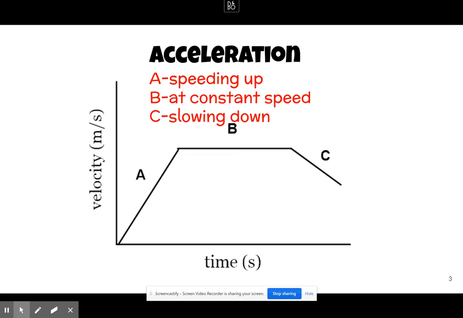All right, so let's take a look here. At segment A, they are speeding up, right? We can see our velocity is changing, it's increasing. So now let's take a look at B. Segment B is just a horizontal line here. So we can see that they're going at a constant speed. The velocity is not changing. And then for C, we can see that the velocity is decreasing. So it's slowing down.